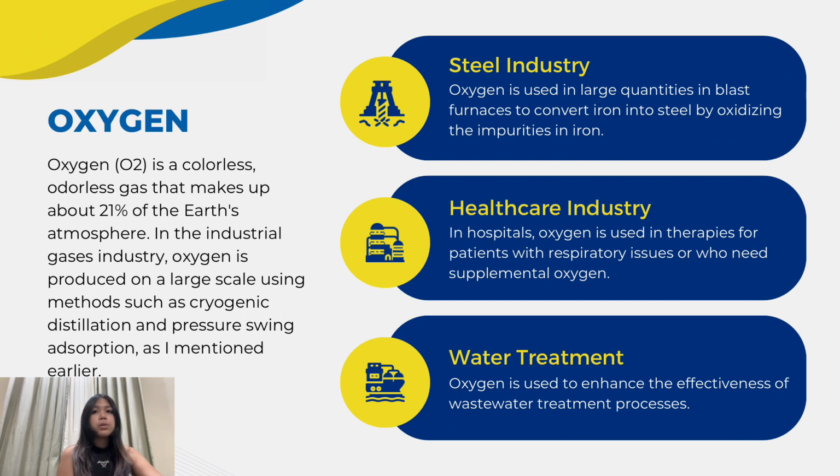Lastly, it can also be used in water treatment. Oxygen can be used to enhance the effectiveness of wastewater treatment processes. By increasing the oxygen concentration in water, harmful bacteria and other microorganisms can be more effectively broken down. So in short, oxygen is a vital product produced and supplied by this industry. Its production and use across various sectors underline its importance in our modern economy.